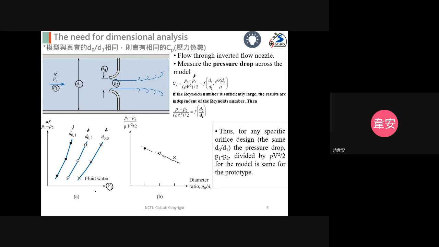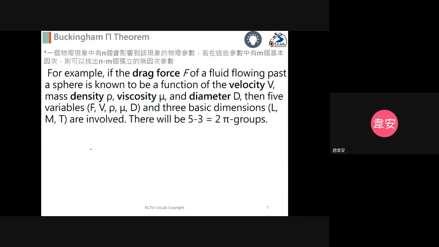But before that, if we don't conduct a dimensional analysis and try to remove the dimension for each parameter, we cannot see the simple relationship between two parameters. In the different diameter condition, we will have a different relationship. So it's very difficult to better understand the physical behaviors.